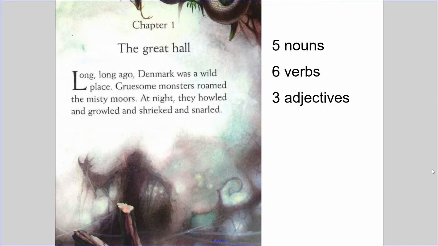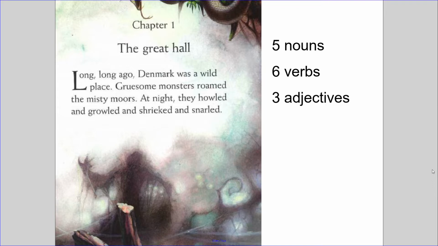So we're going to finally start having a look at the story of Beowulf. Now today I'm afraid we're only going to look at the first page, but we'll look at more this week. So let's read the first page. Chapter 1, The Great Hall. Long, long ago, Denmark was a wild place. Gruesome monsters roamed the misty moors. At night, they howled and growled and shrieked and snarled.